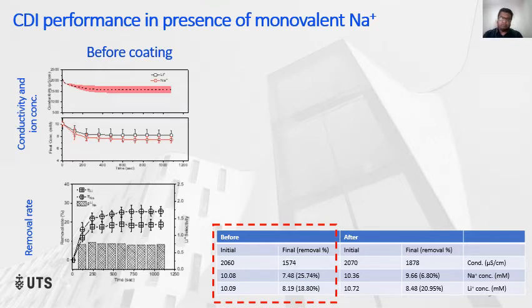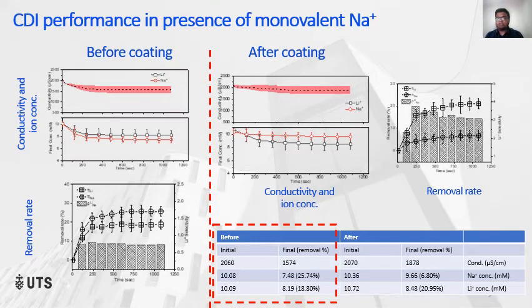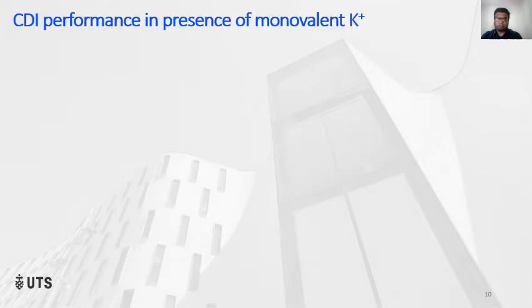So from the results, you can see it's not very selective to lithium. However, after the GF8 coating on the surface, if you look into the results, the sodium removal reduced to around 7% and lithium removal increased to 21%, which definitely shows a substantial increase of relative lithium selectivity. So for monovalent sodium, we have seen a substantial increase of lithium selectivity.